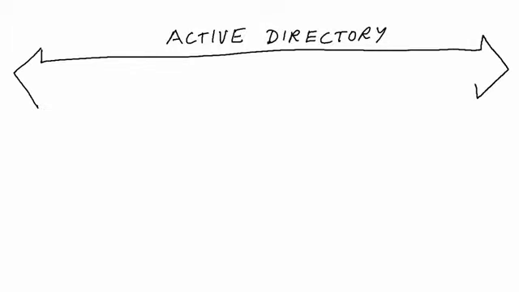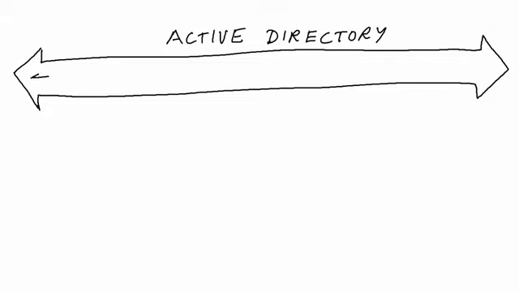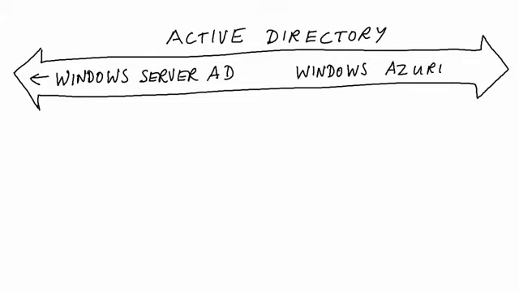You could be forgiven for thinking that Windows Azure Active Directory is the same as Windows Server Active Directory, only running in the cloud. The way to think of Active Directory from now on is as a continuum, from Windows Server Active Directory on the left-hand side through to Windows Azure Active Directory on the right-hand side, with each contributing their own set of relevant services.